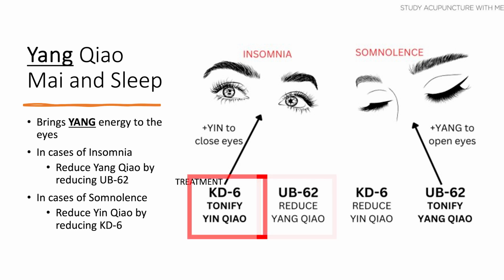Or we can tonify Kidney 6, which is the Yin Chao Mai's opening point. So if we tonify Kidney 6, we can bring more yin energy to the eyes, and that's going to help close the eyes in cases of insomnia.